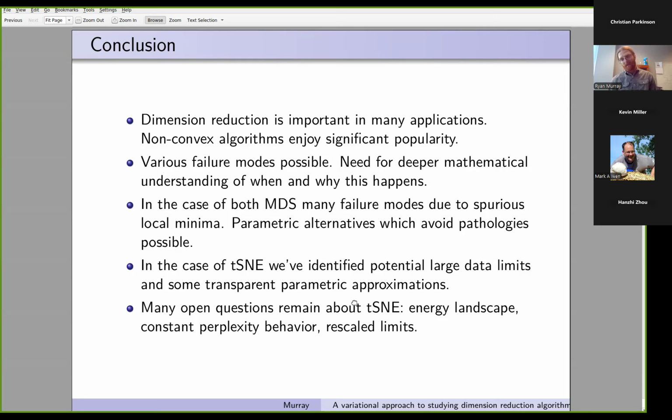There's lots of open questions, especially about tSNE regarding the energy landscape, about what happens when you have constant perplexity, and also about these rescaled limits.